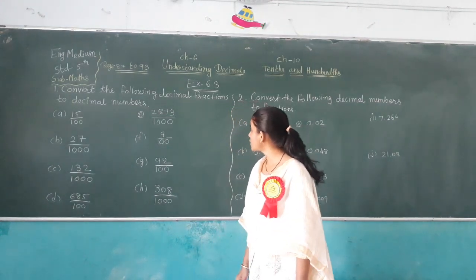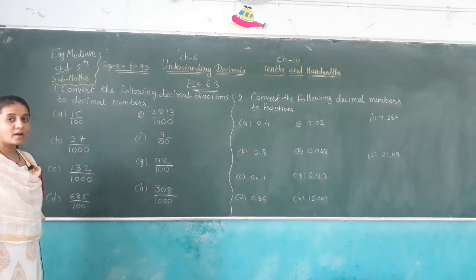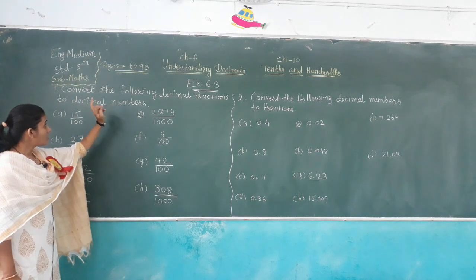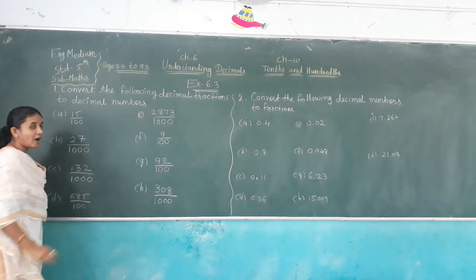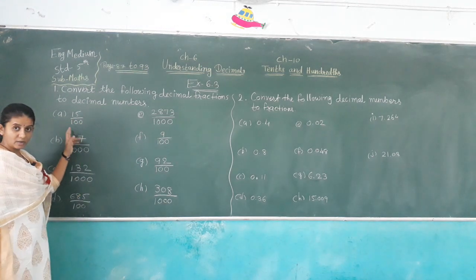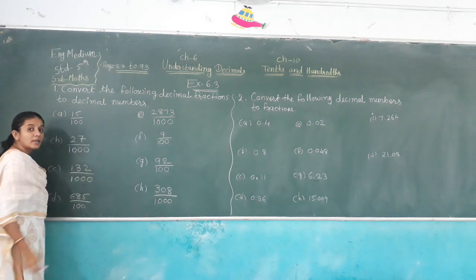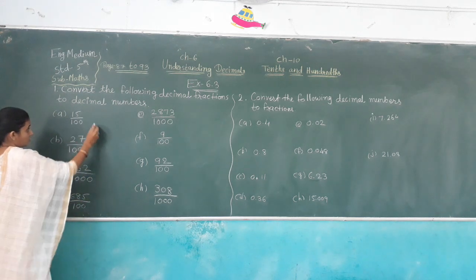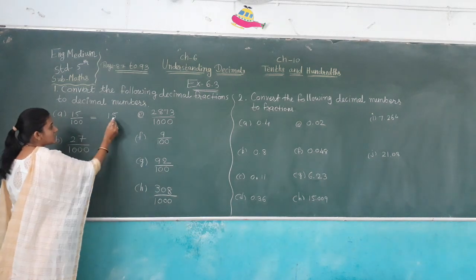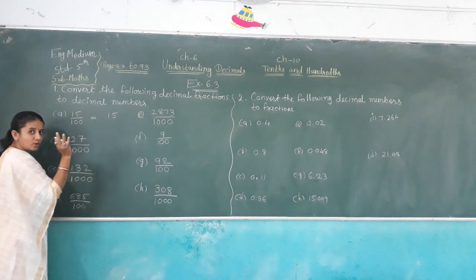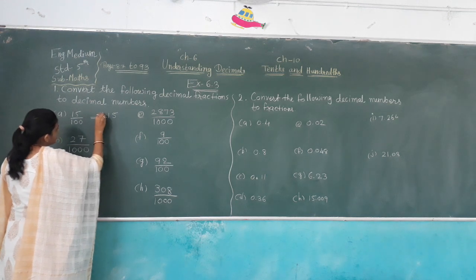Now exercise number 6.3. First question: convert the following decimal fractions to decimal numbers. Here 15 out of 100. First count how many zeros are in the denominator place: 1 and 2 zeros. So first write 15 and count the digits from the right side, 1 and 2. So keep the decimal point here and write 0.